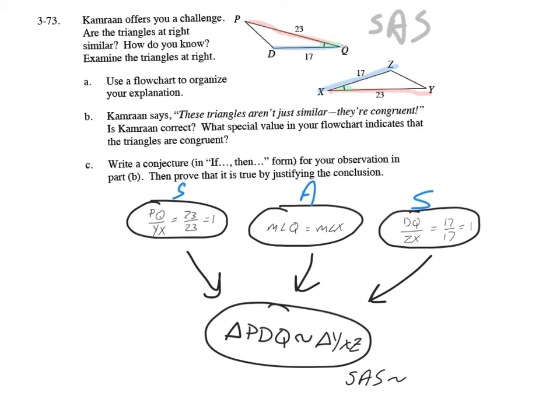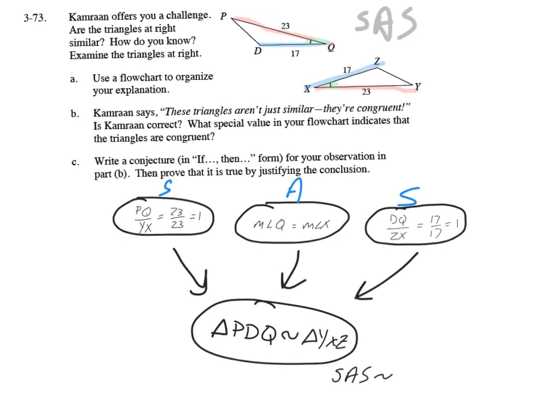But what I want to highlight is the second letter on this problem that says, hey, these triangles aren't just similar, they're congruent. What special value in our flowchart indicates that? Hopefully you can see that this value of 1, the scale factor or the zoom factor between the sides, is 1, which means that these triangles are more than similar, they're actually congruent to one another.